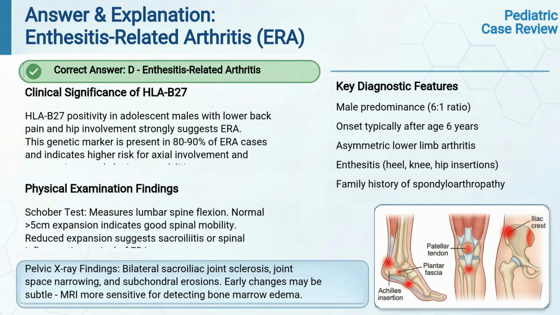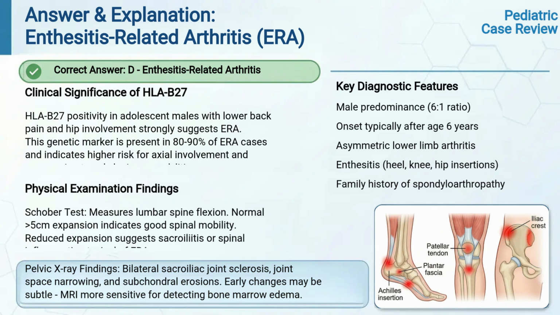Key diagnostic features include male predominance with a 6-to-1 ratio, onset typically after age 6 years, asymmetric lower limb arthritis, enthesitis at the heel, knee, and hip insertions, and family history of spondyloarthropathy. Human leukocyte antigen B27 positivity in adolescent males with lower back pain and hip involvement strongly suggests this diagnosis. This genetic marker is present in 80 to 90% of cases and indicates higher risk for axial involvement and progression to ankylosing spondylitis.